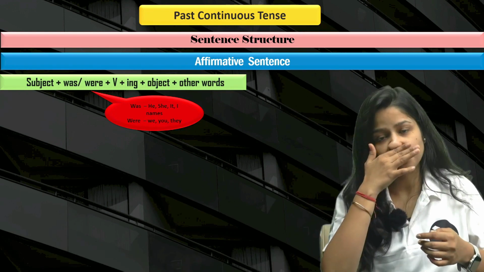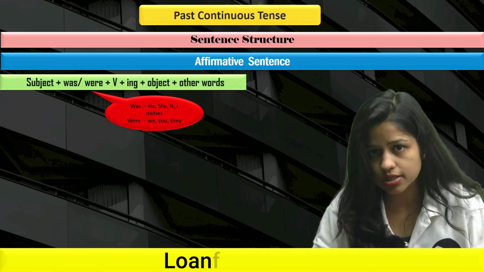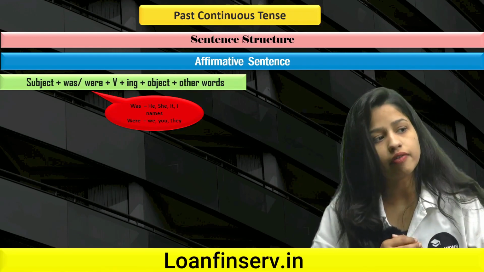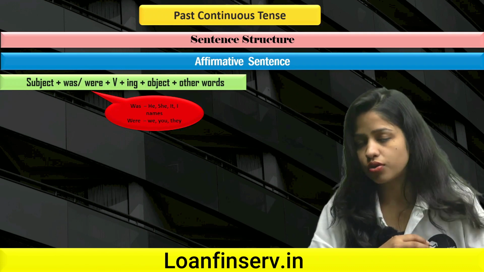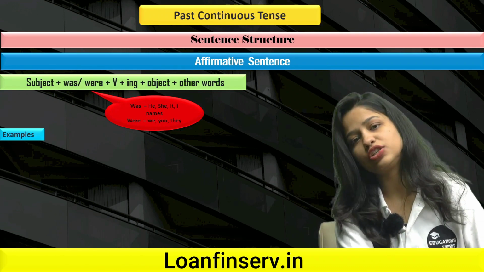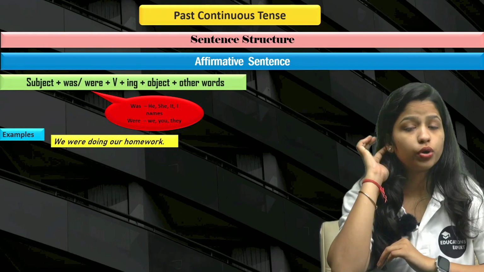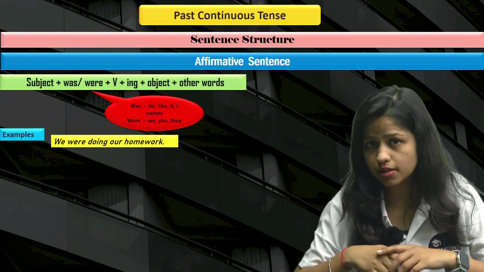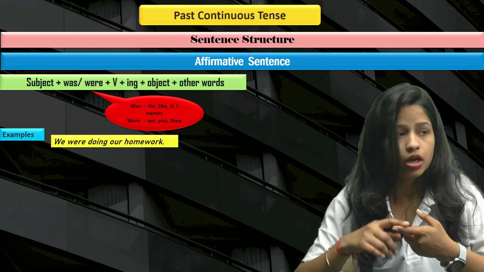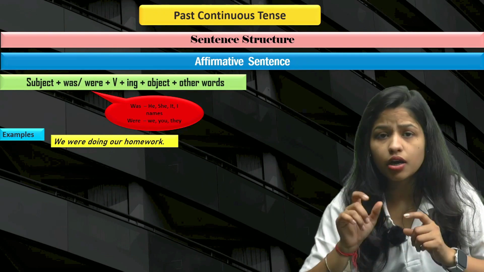Where to use was and were, I've told you already. Whenever we're talking about singular subjects, you have to use was. And whenever we're talking about were, that means you're using plural subjects. I hope this is clear for you. Now let's directly jump into a lot of examples. First up we have: we were doing our homework. We here is a subject that comes in plural form, so that's why we have used were with it. We were doing our homework.